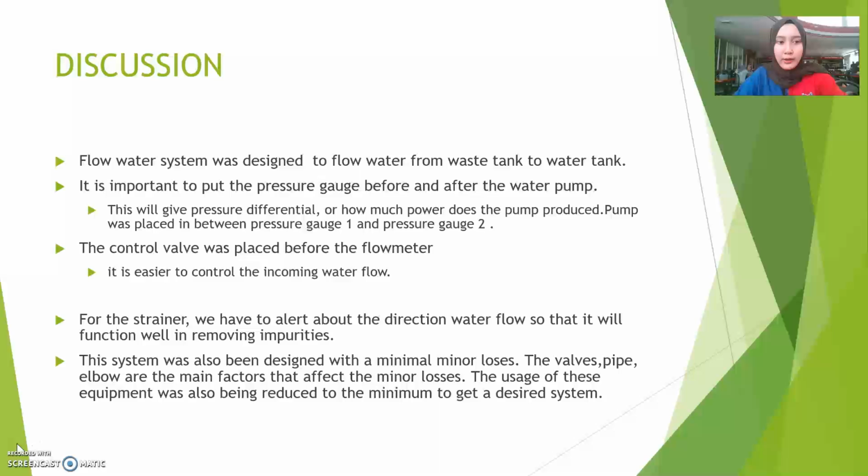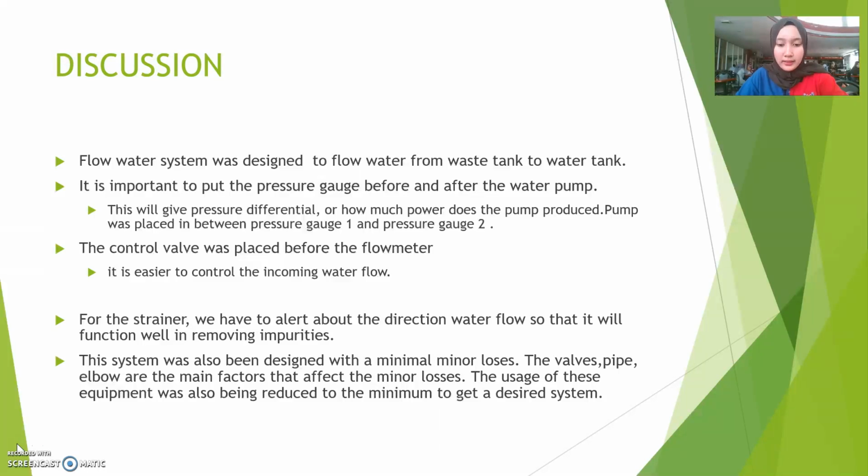So, firstly, it is important to put the pressure gauge before and after the water pump. This is because it will give us the pressure differential, or how much power the pump produces. It will give a true reading of the discharge pressure of the pump without the effect of the control valve. So, in this part, we put the pump between pressure gauge 1 and pressure gauge 2.